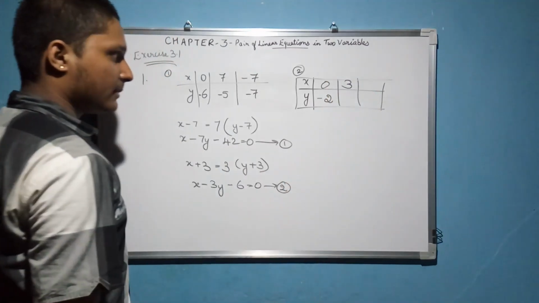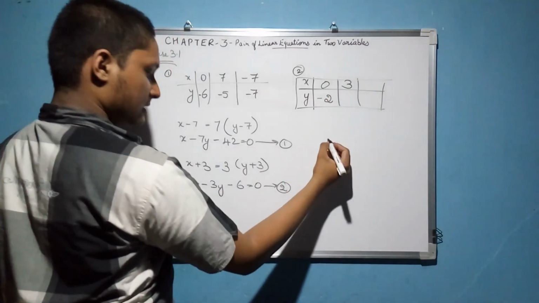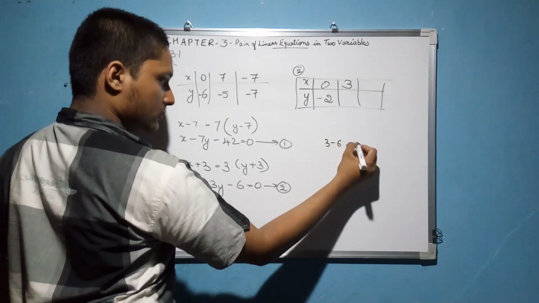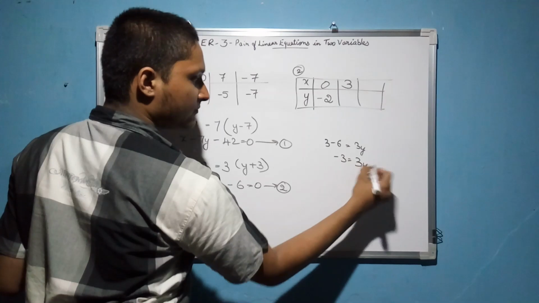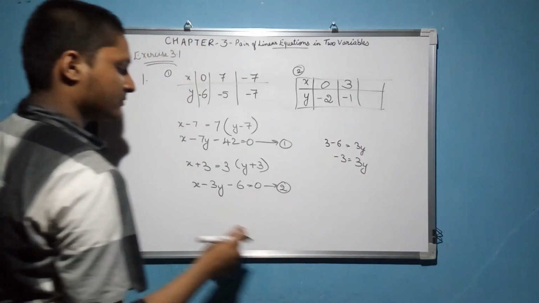3. If I take x to be 3, this becomes 3 minus 6 is equal to 3y. 3 minus 6 is minus 3. Minus 3 is equal to 3y. Y is equal to minus 1.